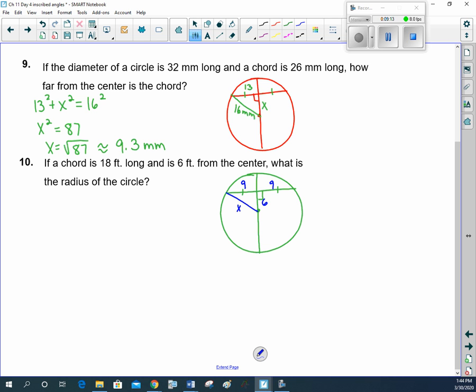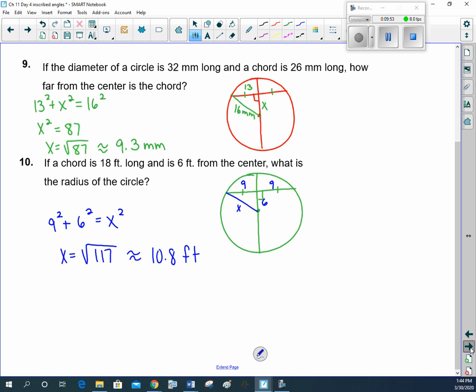Pythagorean theorem. So 9 squared plus 6 squared equals x squared. So x is going to turn out to be the square root of 117, which is approximately 10.8. What are our units? Feet. So that radius is about 10.8 feet.